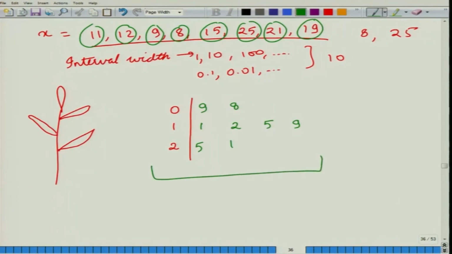This makes it very easy to understand that most of the values lie in this interval width of 10 to 19. This is how we do it. The most common height is 10 to 19 centimeters.